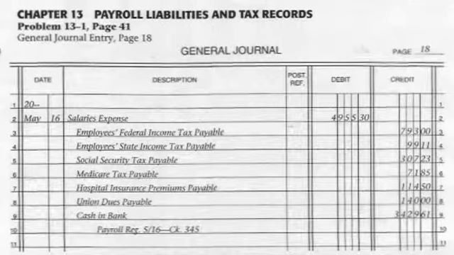So you'll see gross earnings for the week is $4,955.30, and then it shows everything that was withheld, so federal income tax, state income tax, Social Security tax, and so forth.